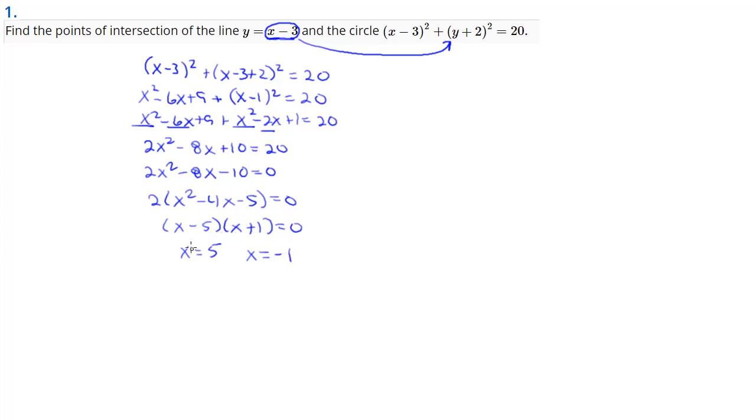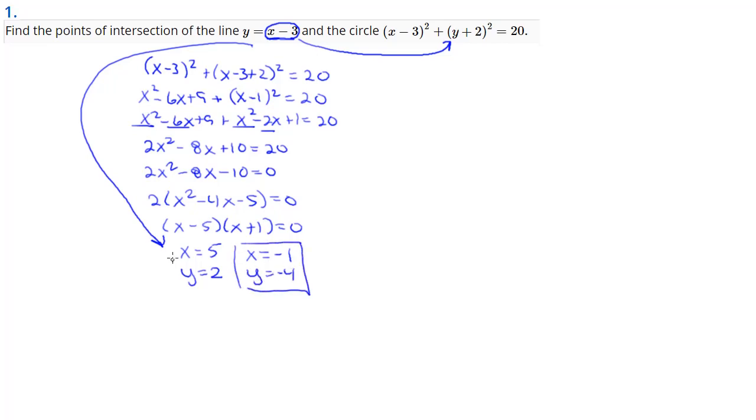I find out the y parts of the coordinates by replacing the x with what I just figured out. So my y is going to equal 5 minus 3, or 2. And then my other y is going to be negative 1 minus 3, or negative 4. And those are both my points. I need to make sure it's clear which x and y go together. And I'm done. I found the points where those two intersect.